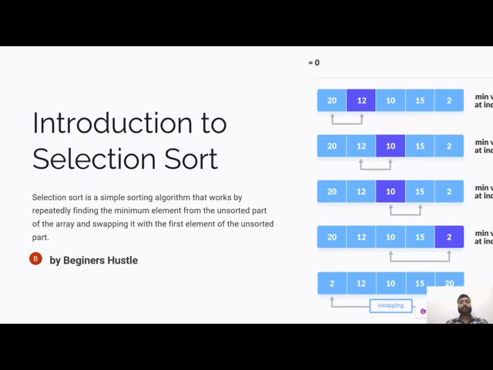Selection sort is a simple sorting algorithm that works by repeatedly finding the minimum element from the unsorted array and swapping it with the first element of the unsorted part. First of all, you can see 20 and 12, and these are shifting.